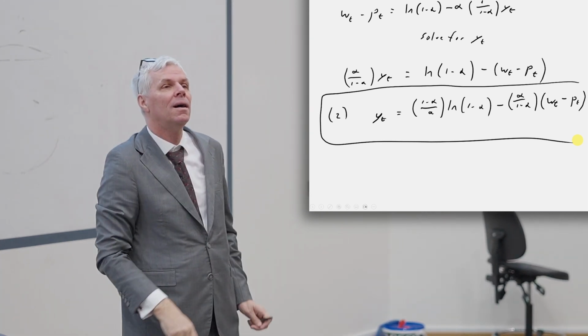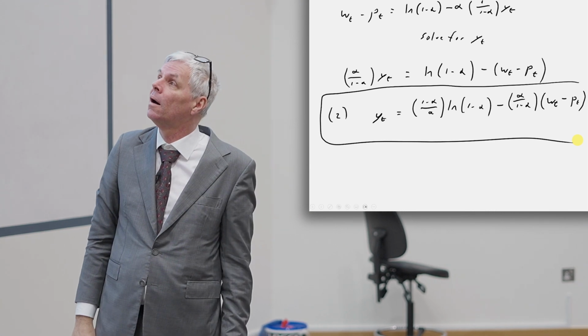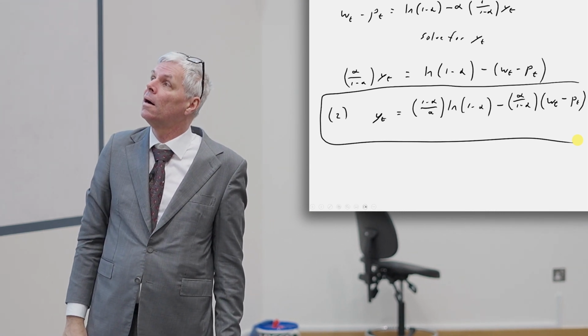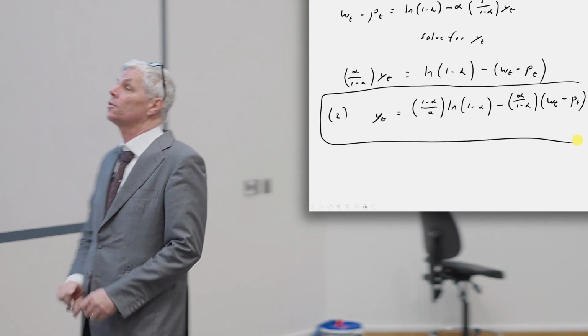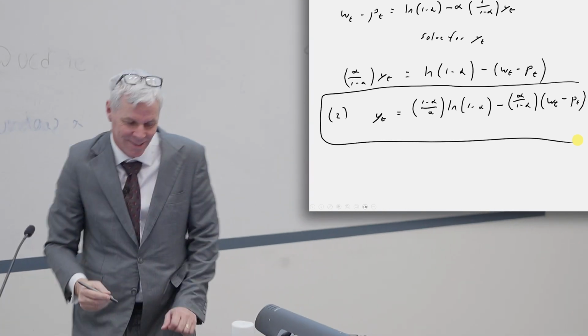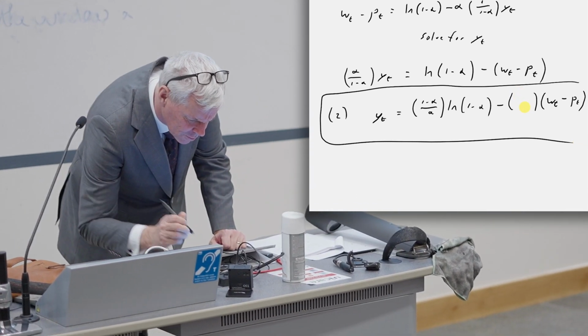Yeah. Why is it alpha divided by 1 minus alpha, and that's 1 minus alpha divided by alpha? Because I screwed up. Thank you so much. Yeah. So true, so true.